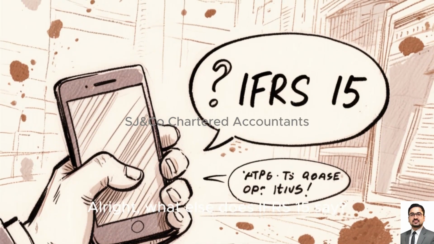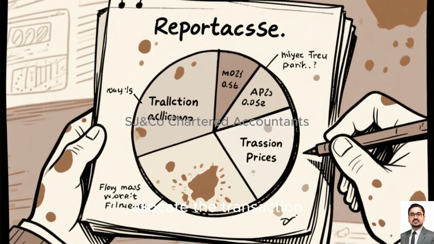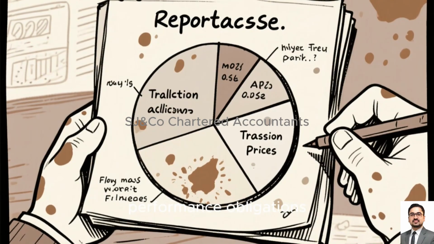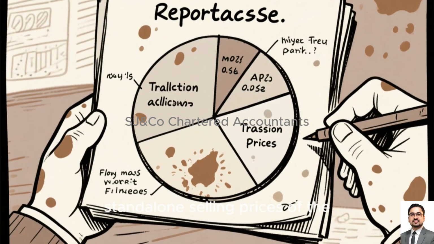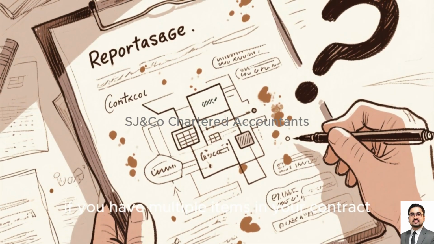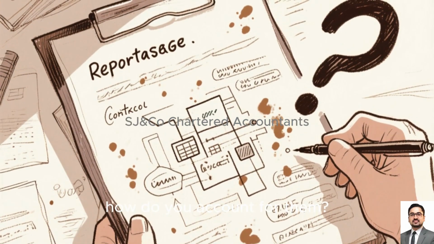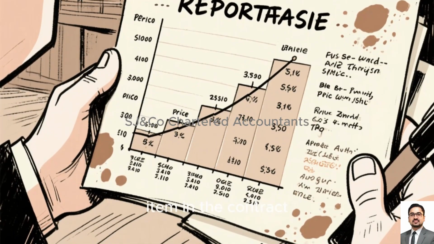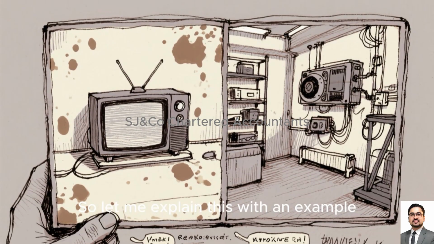Alright, what else does IFRS 15 say? It says that you should allocate the transaction price to the separate performance obligations in the contract in proportion to the standalone selling prices of the goods or services. Alright. If you have multiple items in your contract, how do you account for them? You have to allocate the transaction price to each item in the contract. So let me explain this with an example.